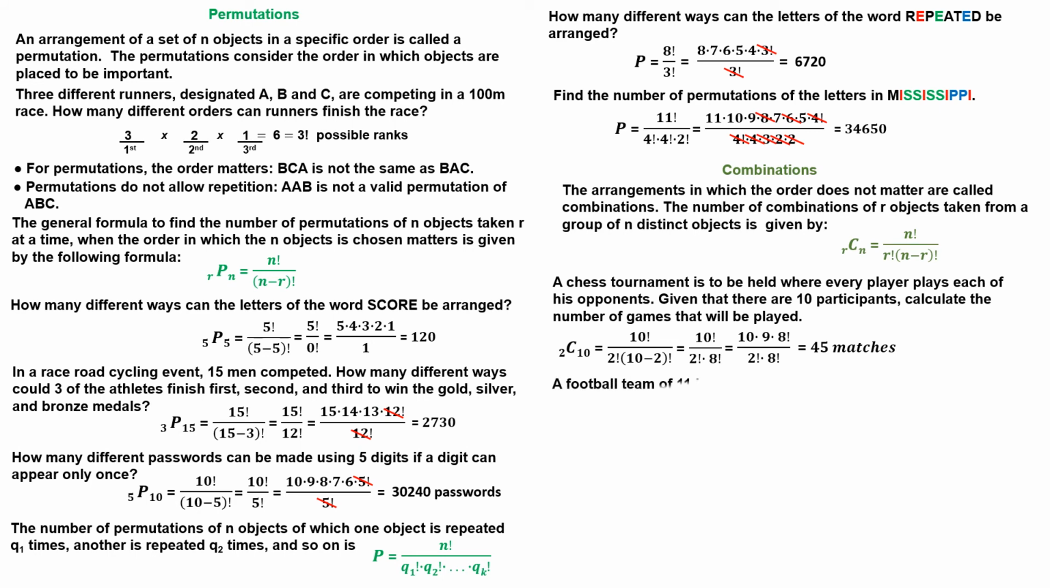A football team of 11 is to be chosen from 15 players. How many different teams can be selected? There are 15 players to choose from, so n equals 15. We are choosing 11 at a time, so r equals 11. Now perform the calculations.